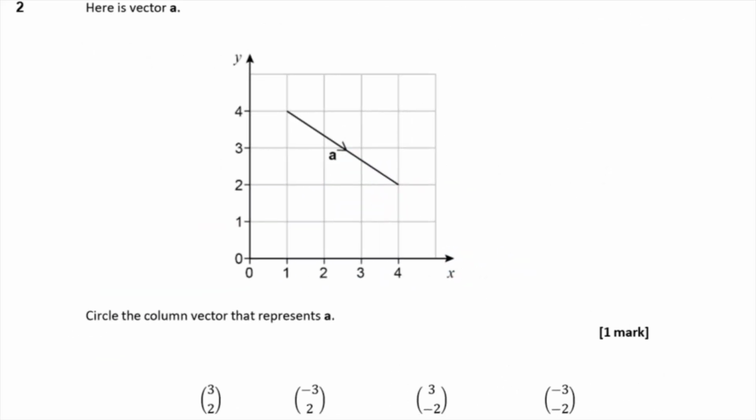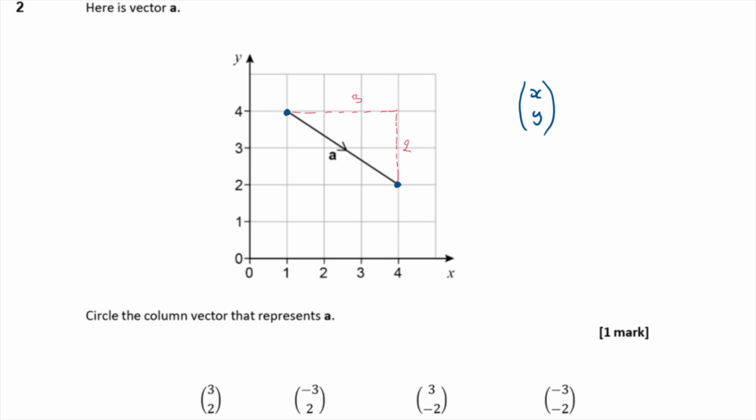Question 2, here is vector A. Circle the column vector that represents A. Okay, well, column vectors are written in the form x, y, and that represents the distance from the starting point of the vector to the end point of the vector. How far you're going in the direction of x, which in this case is 3, and how far you're going in the direction of y.